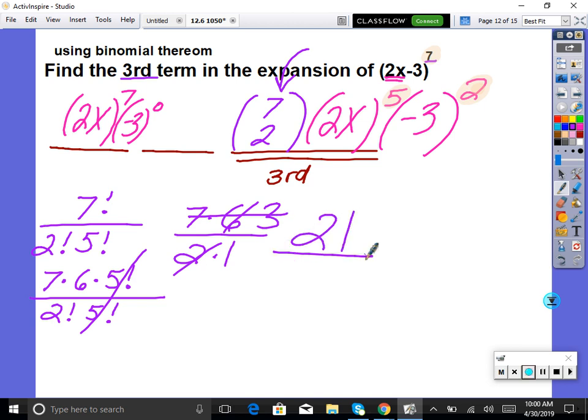If you look at your Pascal's triangle, you would see that the third term in, go to degree 7, everybody. Look 3 terms in. Do you guys see the coefficient is 21? Okay. So then from there, we have to multiply by a 2 to the 5th, don't we?